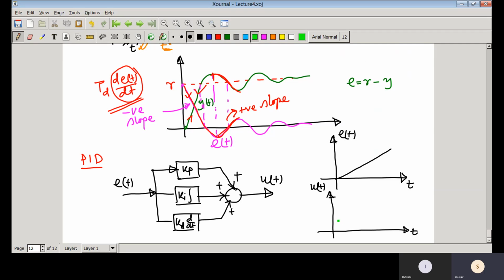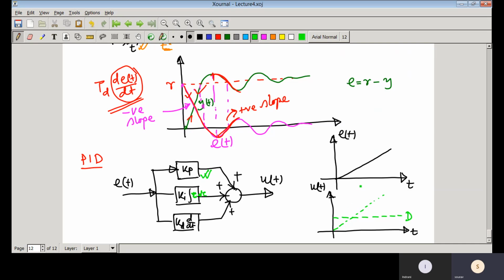So this is actually the derivative part, because error, say suppose this is t, then that would be Kd. And what would be your proportional part? The proportional part is Kp into t, so that means it would be like this. And what would be your integral part? The integral part is Ki integration of tau d tau, so that means that would be tau square.